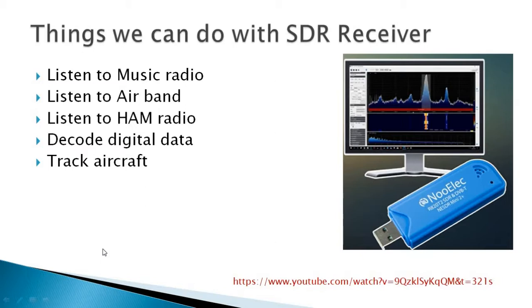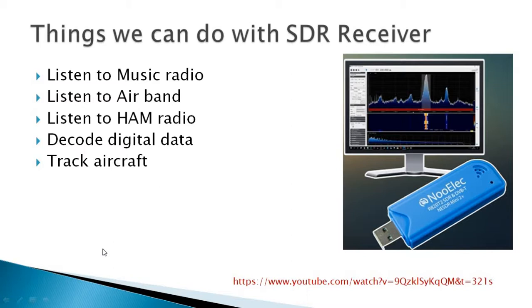In this part of the video, we will talk about the things that we can do with the SDR receiver. By using an SDR receiver, we are able to listen to music radio. Whatever frequency we want, we can set that frequency and listen to the radio signal. We can also listen to the airband, listen to ham radio, decode digital data, and track aircraft. This part of the video is taken from one YouTube video whose link is given.